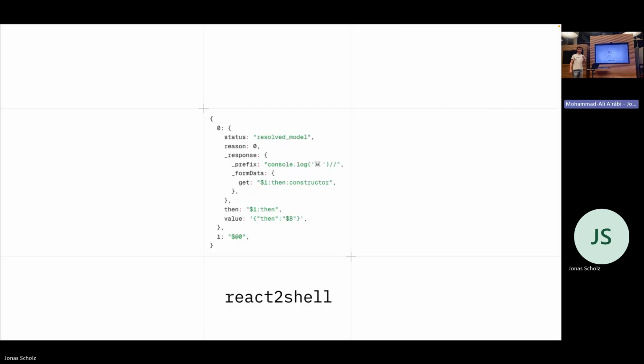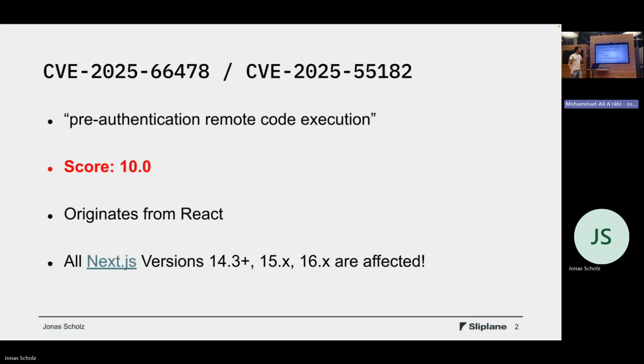Okay, good, good. So last week, I think it's now 8 days ago, Meta and Vercel and basically everything that relies on the new React features released a CVE, which just said pre-authentication remote code execution with a 10.0 score. So that's the worst thing you can pretty much have. And it originates from React. So Next.js is a meta framework based on React, so Next.js has the same issue basically. And modern Next.js versions are affected.